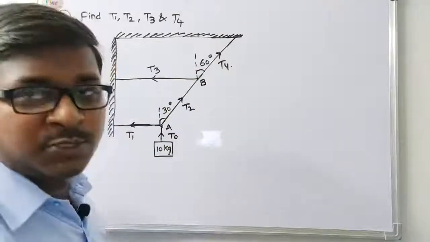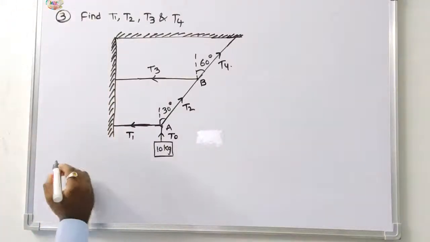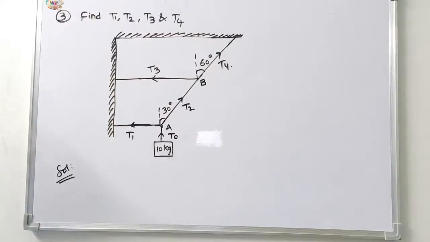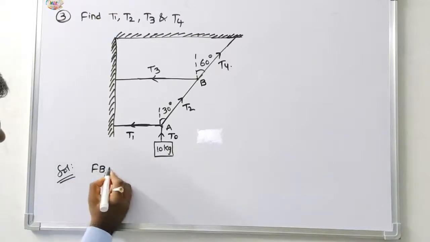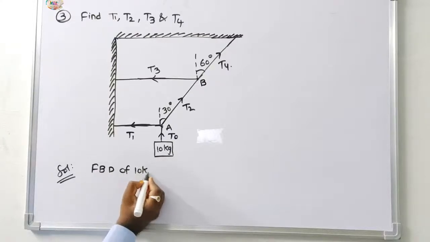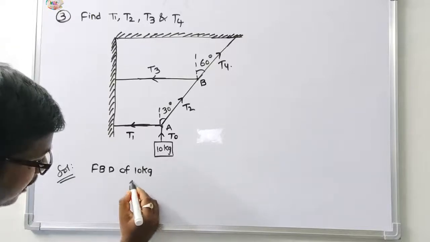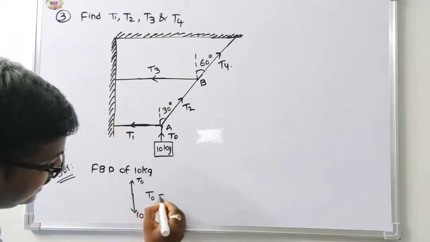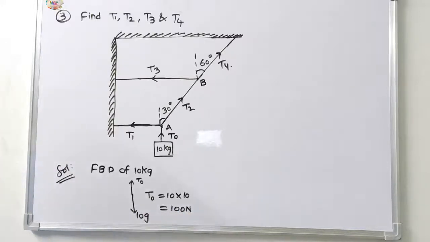So one by one we discuss, students. This is a very simple and very important problem. This type of problem was previously asked in JEE Mains and NEET level. First, the free body diagram of the 10 kg block. T naught acts in the upward direction, and 10 into g acts downward. So T naught is equal to 10 into 10, that is equal to 100 Newton.